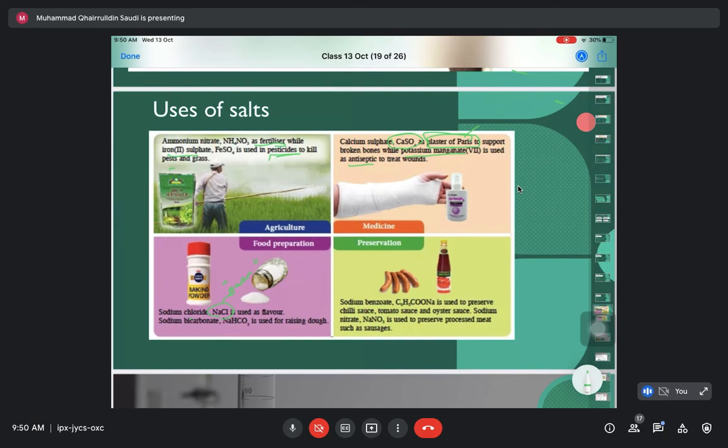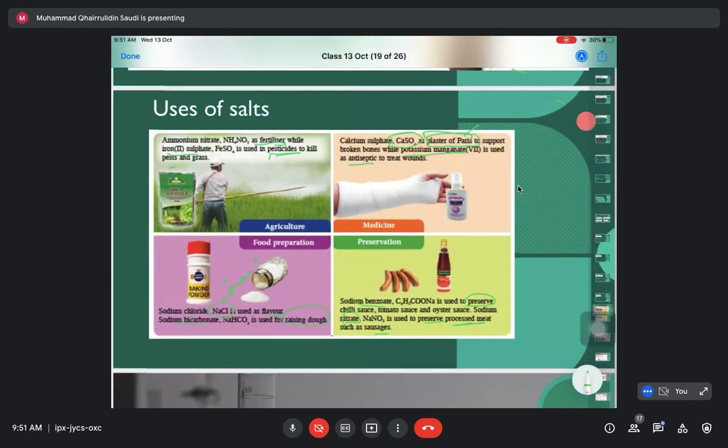Used as flavor. Sodium bicarbonate we use for raising dough. For preservation, sodium benzoate we use as a preservative. Sodium nitrate we use as a preservative for processed meat and sausage. So if you eat sausage, burgers, which have processed meat, there is also sodium nitrate used in it as a preservative. Okay, preservatives. Up until this point, questions?